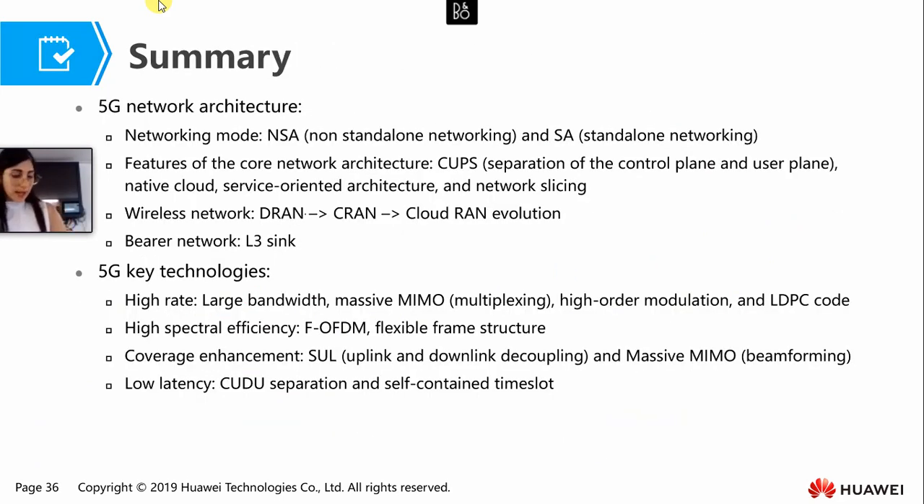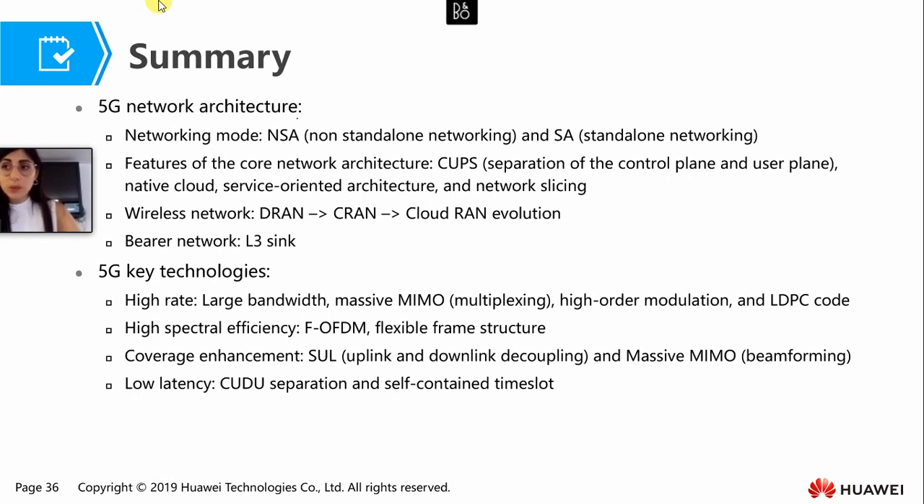So here we have a summary of what we saw today. Today we saw the new architecture. We saw the networking modes. We made the difference between the non-standalone networking and the standalone networking. We said with the non-standalone networking, our 5G network needs the 4G network to provide services. So we have different options. The most used family of options at this moment is option 3. The option 3 series is composed of option 3, option 3A, and option 3X.